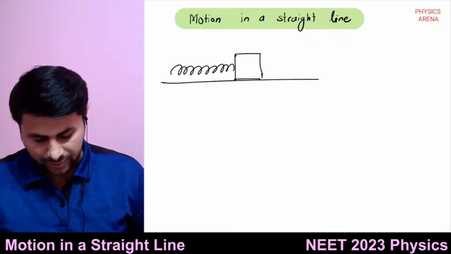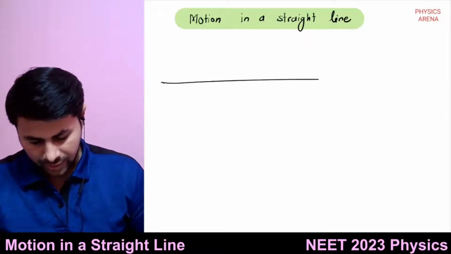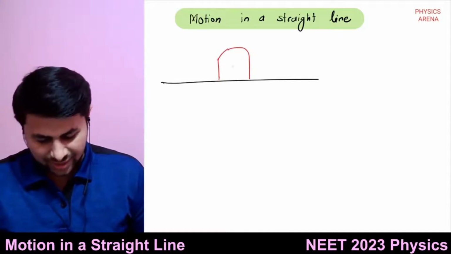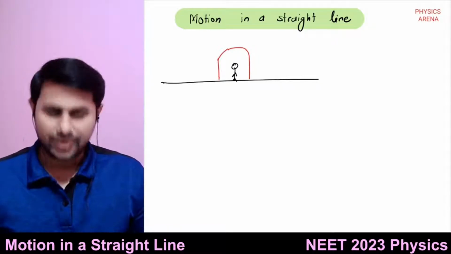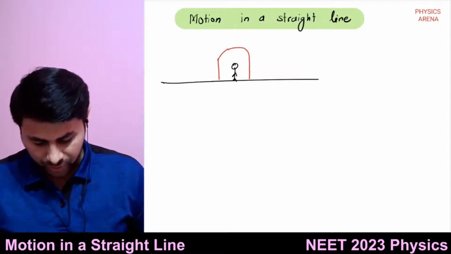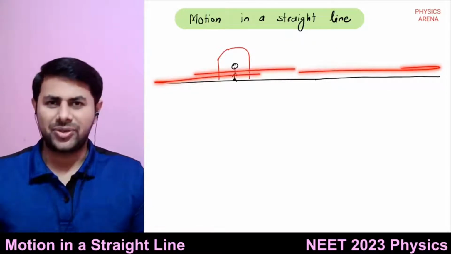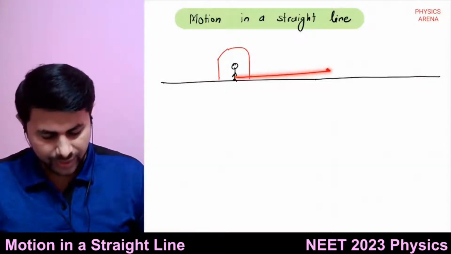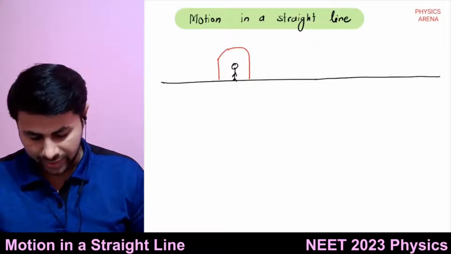For an example, let me erase this object. Suppose this is my home, and this is me. In the morning, let's say I wake up, I do some things, and then I go for jogging along a straight road, and let's suppose there is only this road in my locality. I go till this point, then I return from there.